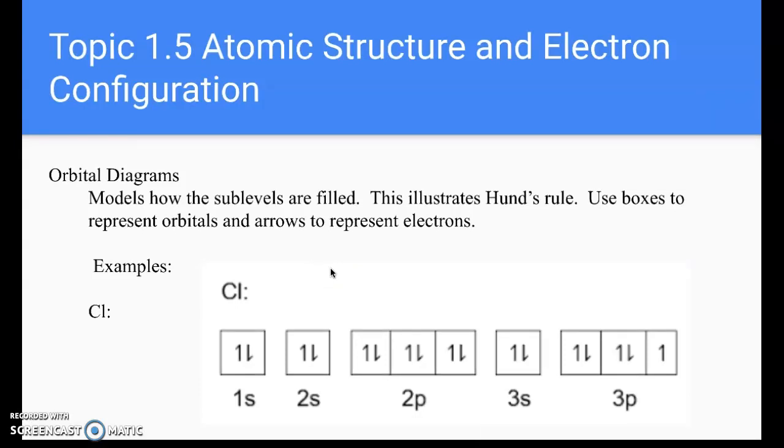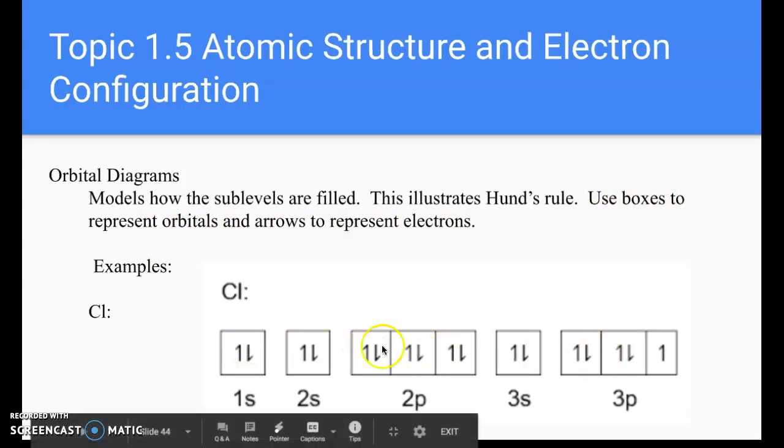So with the orbital diagrams. Orbital diagrams are models that we use to show how the sublevels are filled. This illustrates Hund's rule. Really, it also illustrates the Aufbau principle, the order in which the sublevels fill up. It also illustrates Pauli's exclusion principle, where we only have 2 electrons in an orbital with opposite spin. So it illustrates all of those. With this, we use boxes to represent orbitals and arrows to represent electrons, and this is what it looks like right here. This is the example for chlorine.